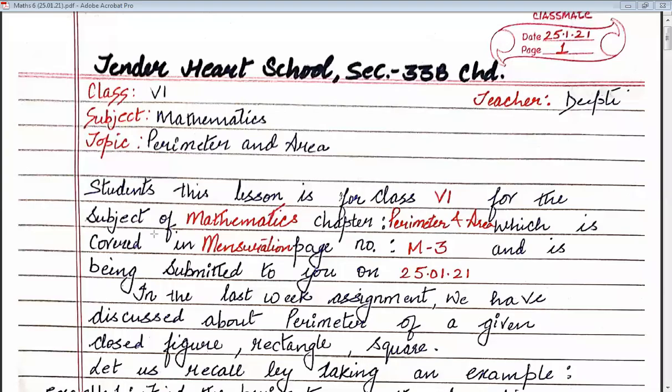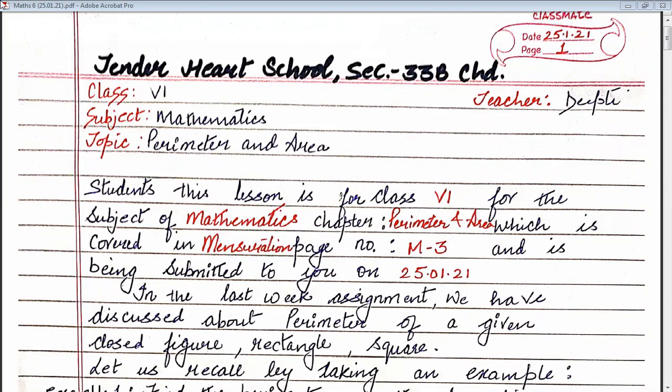Good morning, students. This lesson is for class 6, for the subject of mathematics, chapter Perimeter and Area, which is covered in Mensuration, page number M3, and is being submitted to you on 25th January 2021.